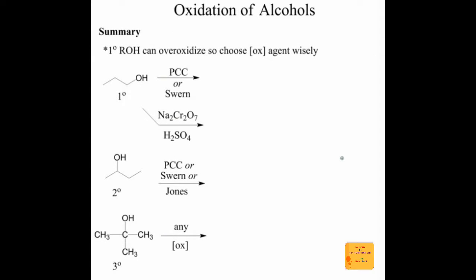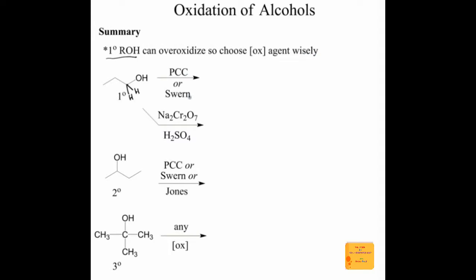So let's summarize what we know about these oxidizing agents, okay? The trickiest one is going to be our primary alcohol, because there's two possible products we can have for that. It has two hydrogens here on this carbon, and so an oxidation reaction can replace just one of those CH bonds, or it can replace both of those CH bonds, and so that's why we have a choice of two products we can draw. And so it's very important to choose our oxidizing agent wisely in that case.